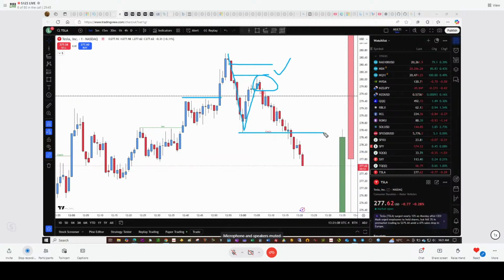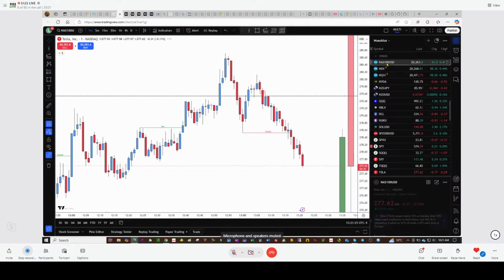So we have a change of character here now. We would be looking for another retrace back up to continue down, and that would give us our 5 waves. So that's what we're looking at. So NAS should be turning back now.